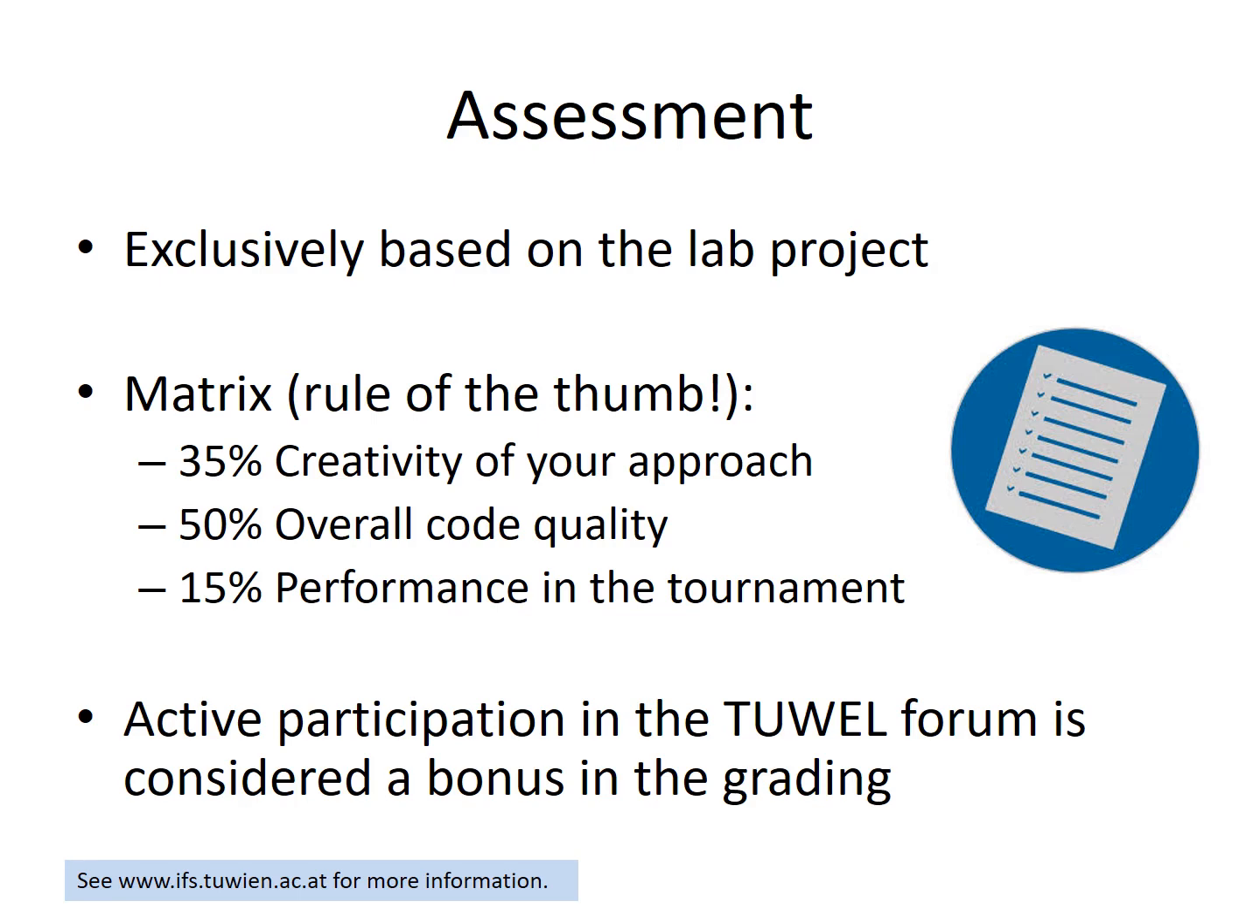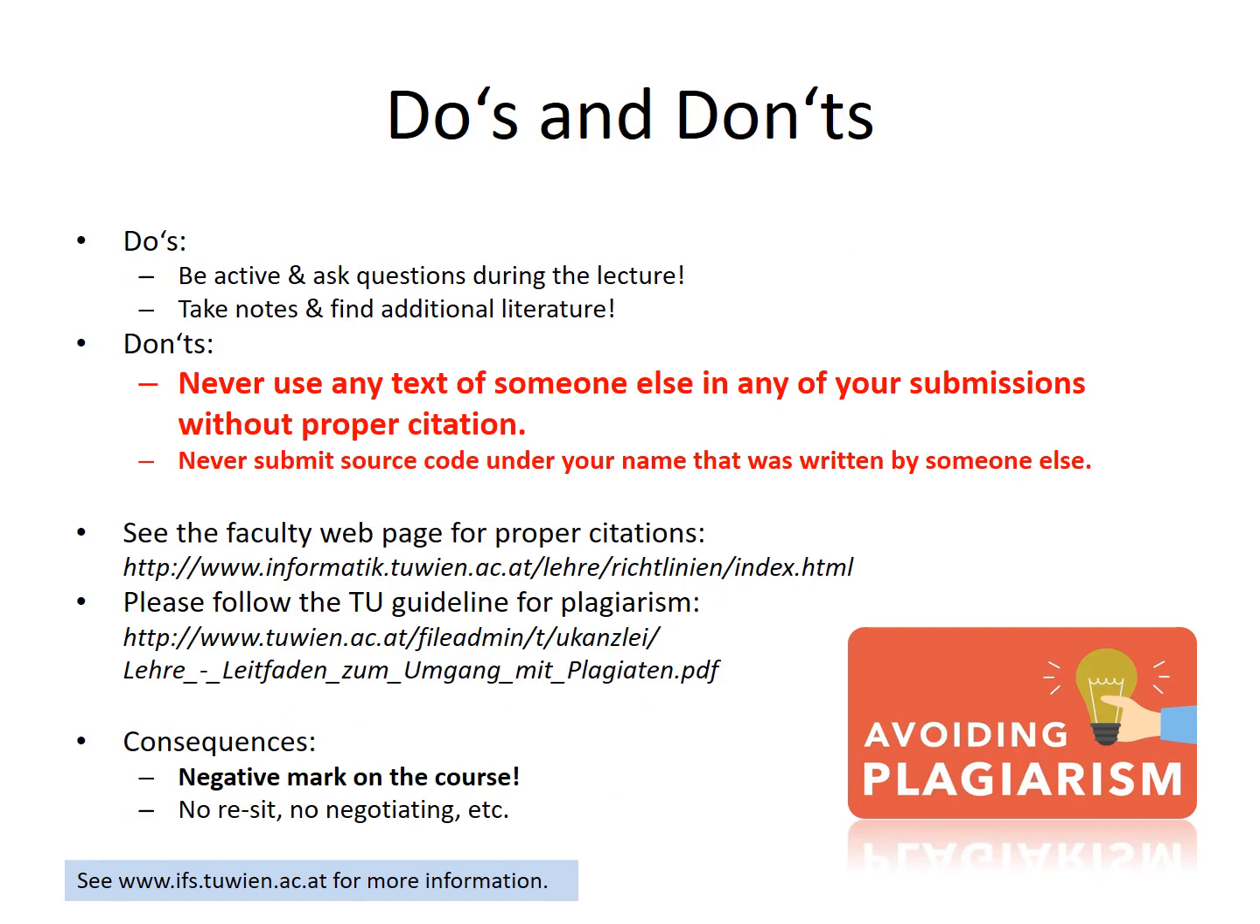Try to be as active as possible. There's only one thing I don't like. This course is mostly easygoing, the only exception being plagiarism. Every submission is checked against all other submissions of this year and of all other submissions so far in the course since 2014. This is done automatically. Please don't use code that was used by somebody else before. If you do that, there is no reset, there is no negotiating, you get a negative mark, and that's it.